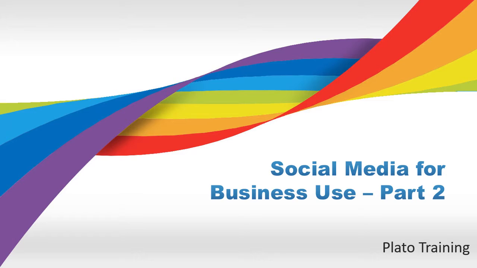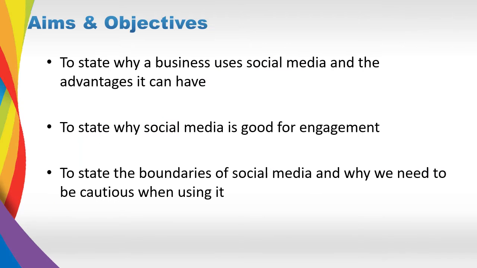Today we're going to be taking a look at social media for business use part 2. So your aims and objectives of today's session are to state why a business uses social media and the advantages that it can have. You're going to state why social media is good for engagement and state the boundaries of social media and why we need to be cautious when we are using it.